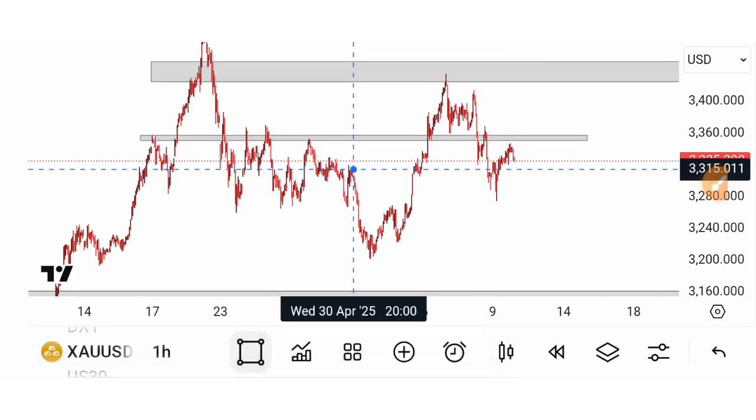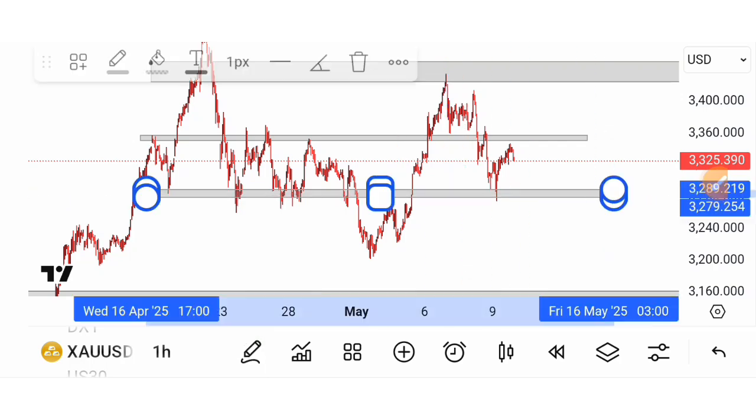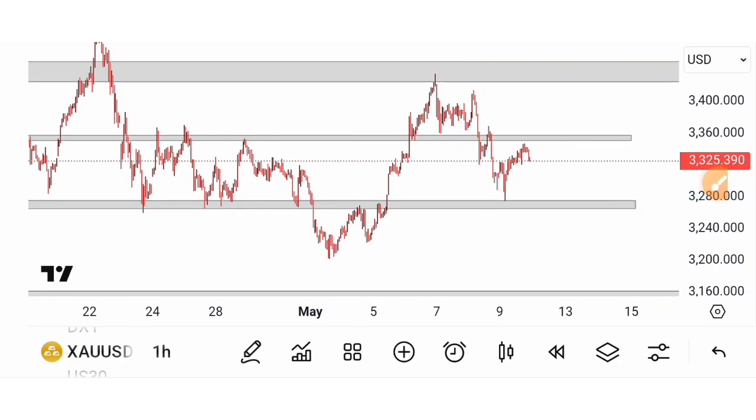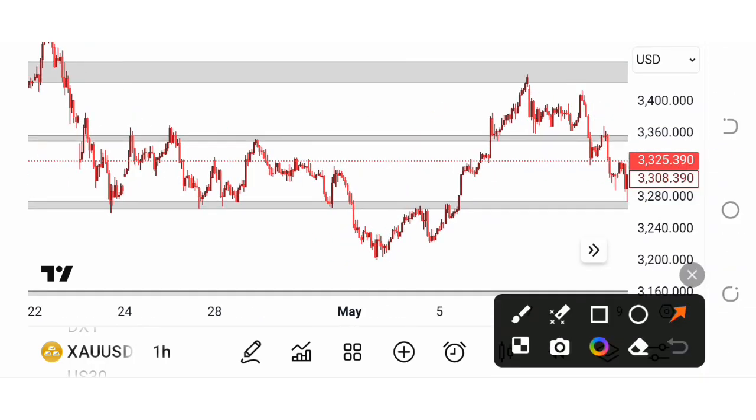So maybe you could buy and sell in between those areas, and whichever direction the market breaks, then you can take it and go with that direction. At the moment, as you can see, this is a very strong area of resistance.